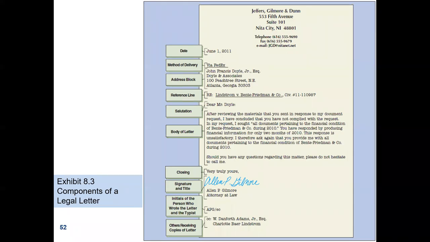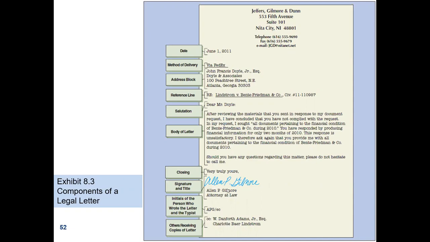Now we're going to go to typist initials. Oh, one more thing to say is there is no line for a signature in a letter. We don't do that for a letter. Now, when we get to pleadings, which we're not going to do in this course, you'll see that there will be differences. The closing is called respectfully submitted. We don't use that in a letter.